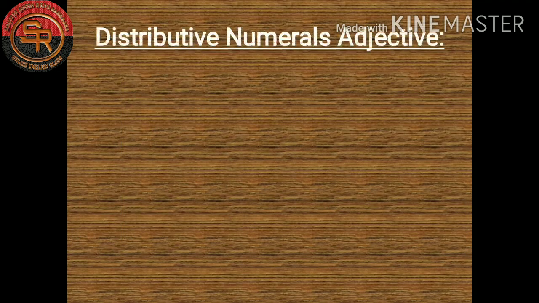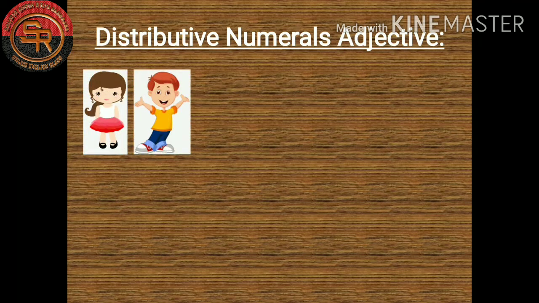Let's move on to the third type, that is the distributive numeral adjective. Distributive numeral adjectives are generally a few words which refer to one of a group. Look at the picture. A boy and a girl. What is written? Neither means not the one nor the other. So neither the boy nor the girl plays well. It gives us a negative idea. So neither means not any one of the two.